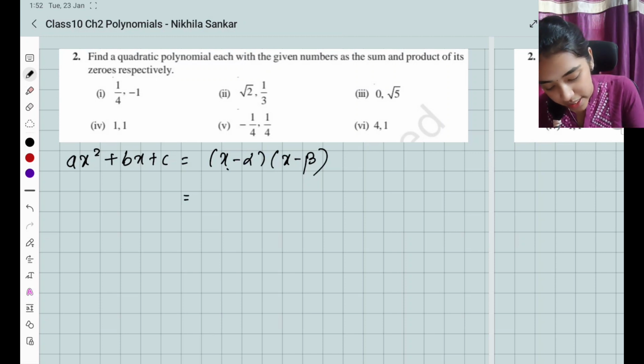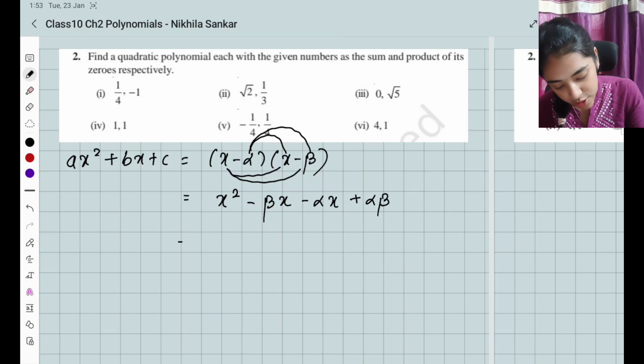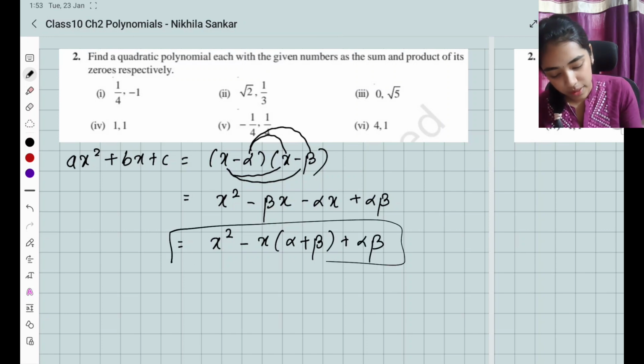So what do we have? When I multiply these two, I'll have x². Then when I multiply these two, I'll have minus beta into x. Then if I multiply these two, I have minus alpha into x. Then if I multiply the last two terms, I'll have plus alpha beta. So from this I have x² minus x common, taking out alpha plus beta, plus alpha beta. So this is going to be the general equation.